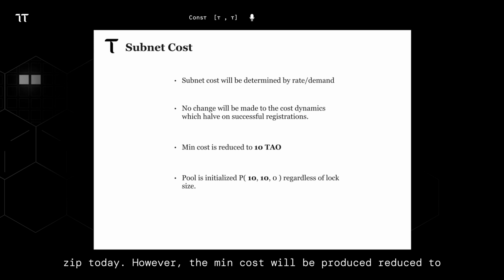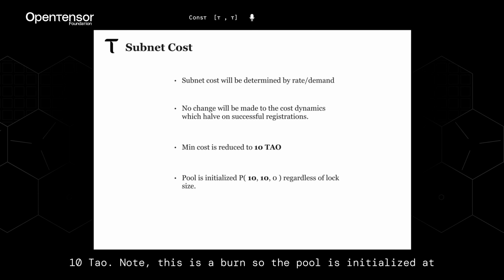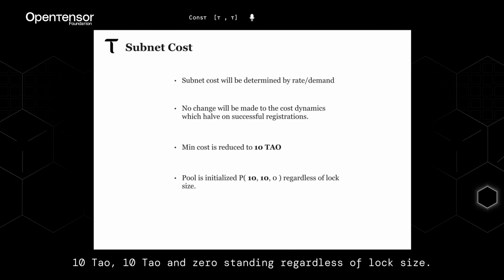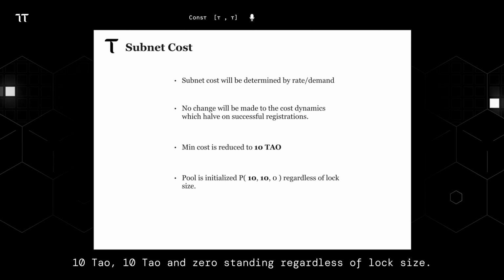However, the min cost will be reduced to 10 tau. Note, this is a burn. So the pool is initialized at 10 tau, and 0 outstanding, regardless of lock size.